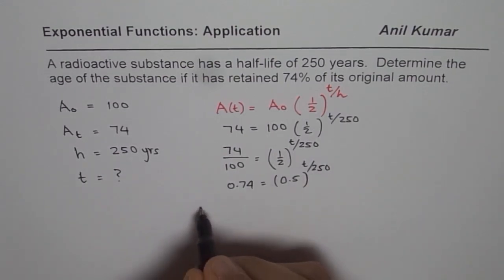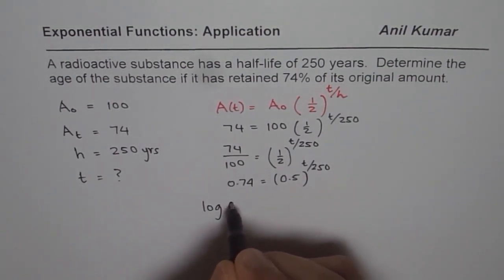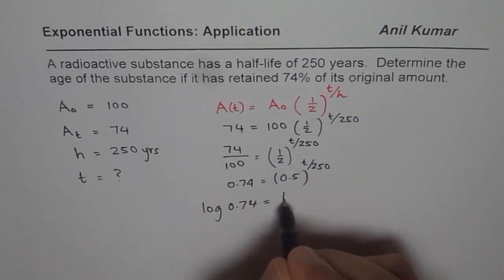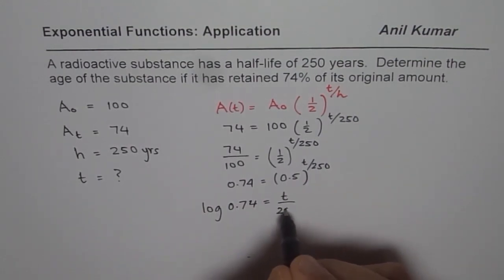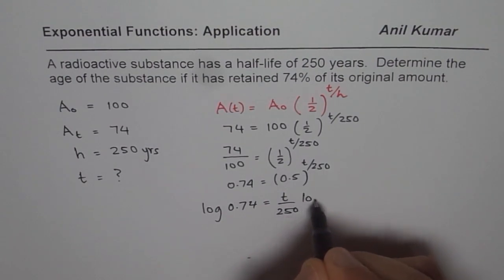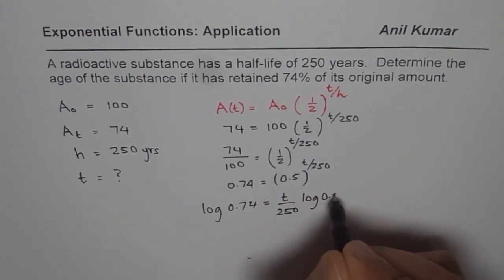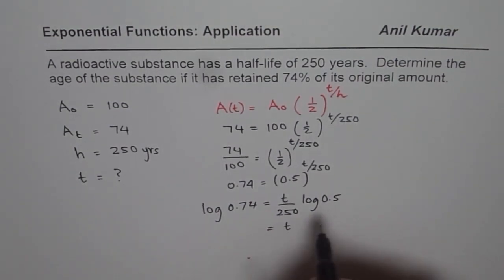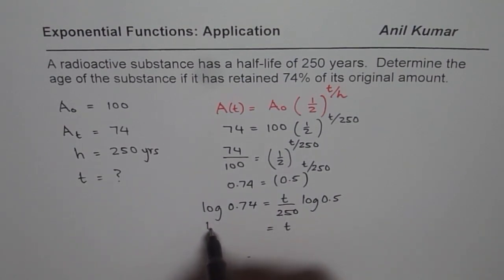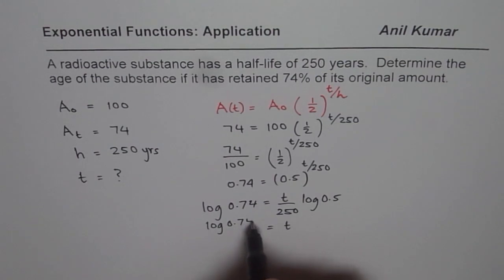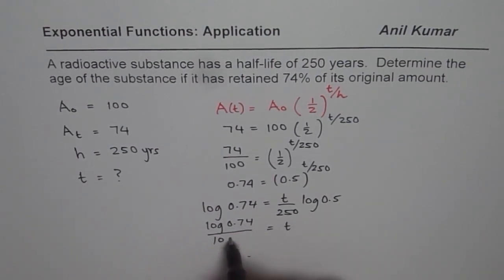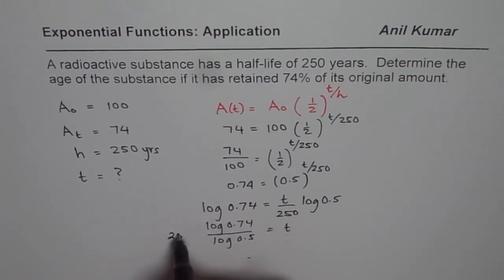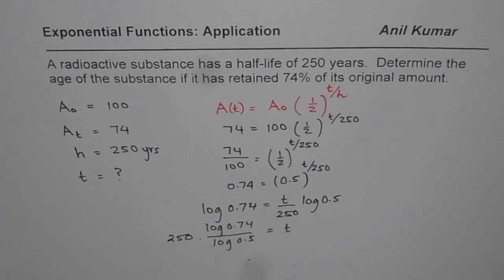Now when you take log on both sides, the equation can be written as log of 0.74 equals t over 250 comes here like this, times log of 0.5. That is the power rule of logarithms, right? Now from here we can say what t is. So t is, first divide this by log of 0.5, so we have log of 0.74 divided by log of 0.5 and then multiply by 250. So 250 times all this. So that is the answer.